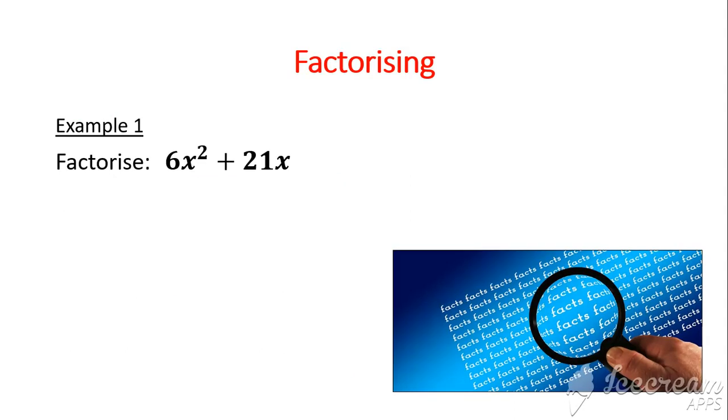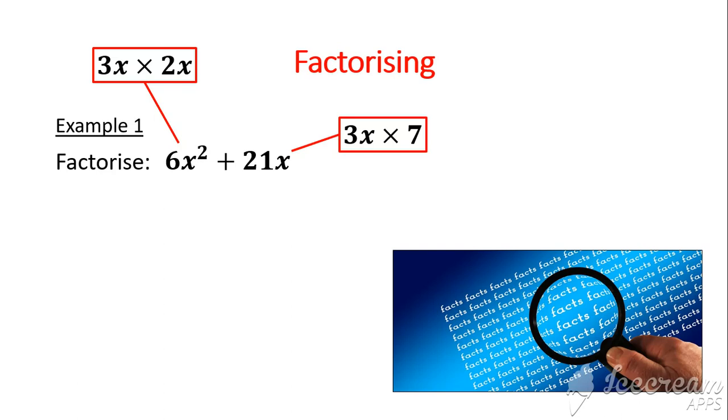Right, here's our first example. Let's factorise 6x squared plus 21x. Well, 6x squared is made up of 3x times 2x. 3 times 2 is 6, and x times x is x squared. And 21x is made up of 3x times 7. 3 times 7 is 21. So they both have a common factor of 3x. So that's the factor we're going to take out the front of the brackets, the 3 and the x.